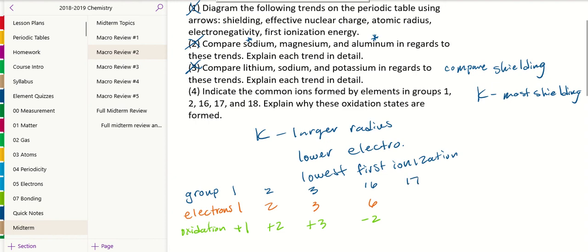17 has how many valence electrons? 7. Gains 1 to have a -1 oxidation state. Group 18 are your noble gases. 8 valence electrons. They're perfectly happy, so they don't gain or lose electrons.